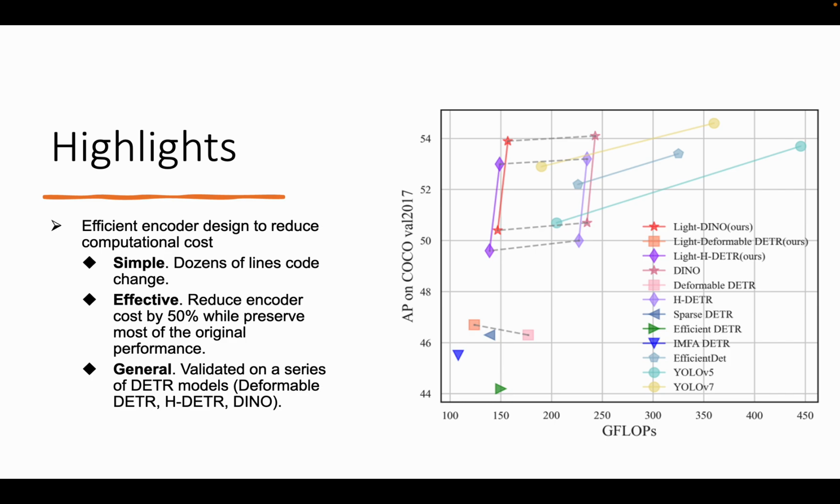The left figure shows the performance of our model. As we can see, after adding our efficient design, the computational cost has been reduced by a large margin. For example, for Edge DETR, we reduced its computational cost from around 215 GFLOPs to around 115 GFLOPs, and we can observe this on Edge DETR, DINO, and Deformable DETR, with performance very close to the original ones.